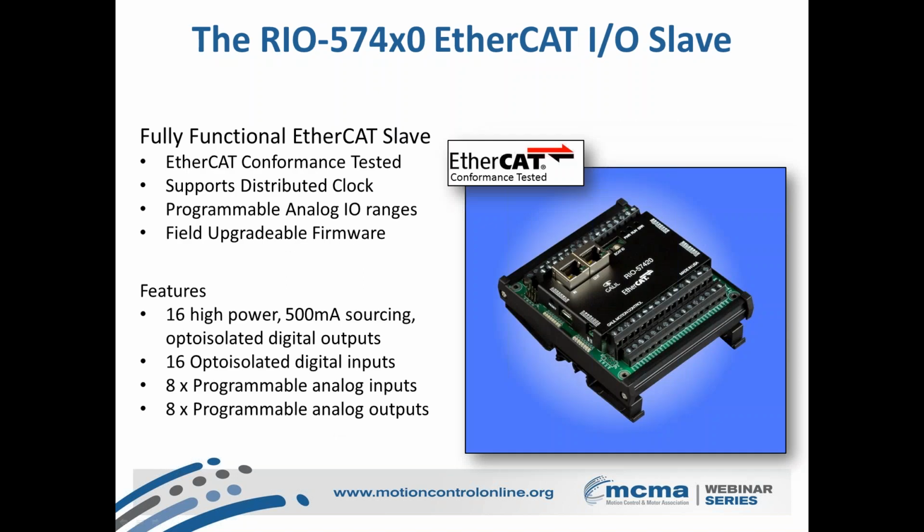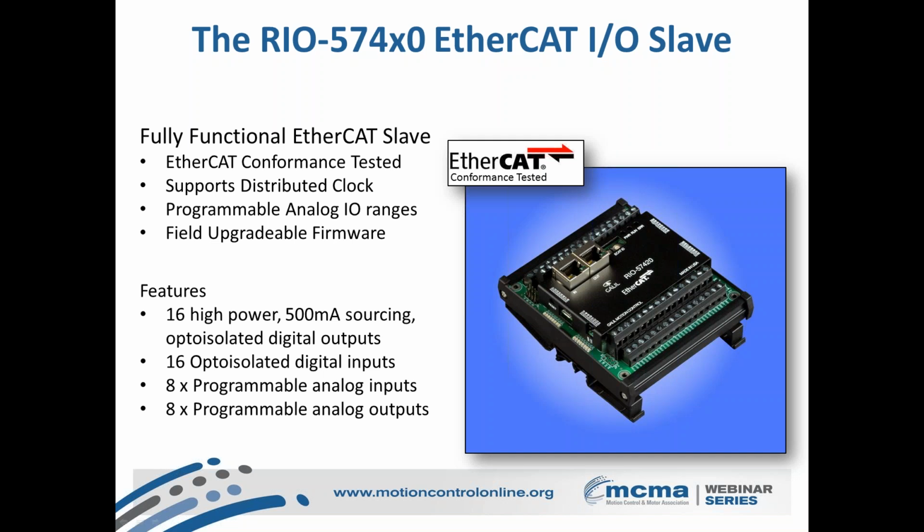Our newest release, the RIO-57000, is an essentially general EtherCAT I/O slave. Fully functional, meaning it's compatible with any standard EtherCAT master. It's conformance tested, and supports distributed clock, which is essential when it comes to deterministic, on-time data sampling. It also comes with programmable analog I/O ranges and field upgradable firmware, which again is pretty rare in the industry.